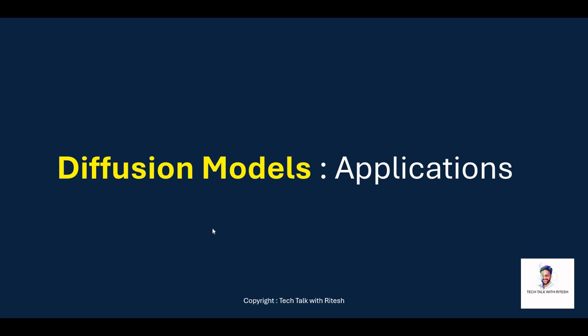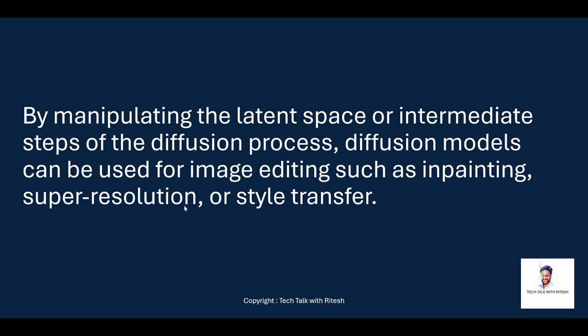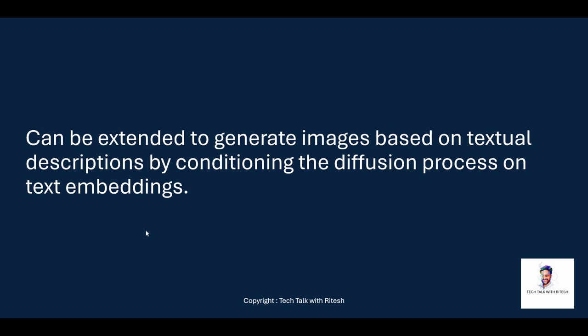Okay, let's see the applications where it can be used. For generating high quality images by learning to reverse the diffusion process from noise to data. By manipulating the latent space or intermediate steps of the diffusion process, diffusion models can be used for image editing such as inpainting, super resolution, style transfer, etc. Models can be extended to generate images based on textual descriptions by conditioning the diffusion process on text embeddings.